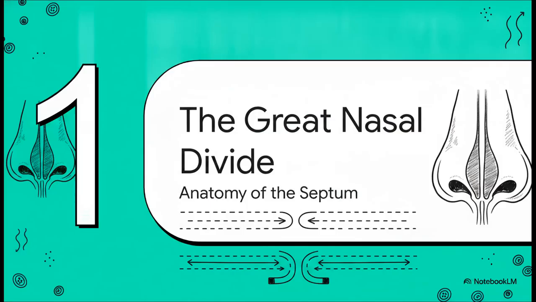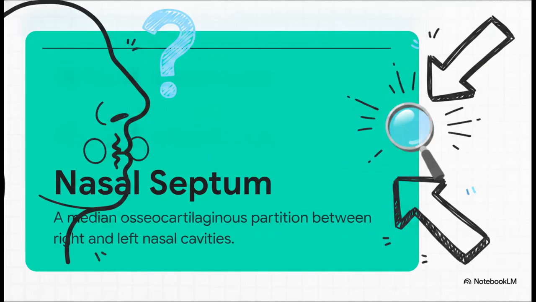Section 1. The Great Nasal Divide. Okay, let's dive into this. By definition, the nasal septum is a median osteocartilaginous partition between your right and left nasal cavities. Try saying that 3 times fast. But here's a really surprising fact straight from our source material. Despite the name implying a perfect center, it's actually almost never exactly in the middle. In fact, it bulges way more frequently to the right side. So basically, most of us are walking around with a slightly asymmetrical structural wall on the inside of our faces.